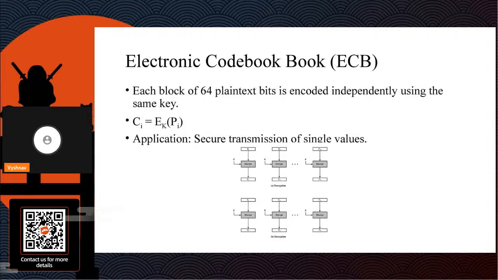So what is electronic codebook? Electronic codebook is the simplest mode, in which the plain text is handled one block at a time, and each block of plain text is encrypted using the same key. As we can see, plain text is divided into blocks, and they are encrypted using the same key.